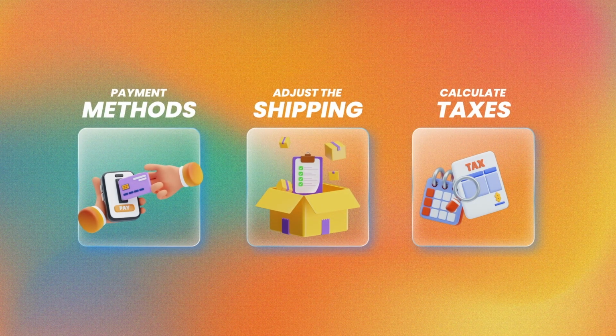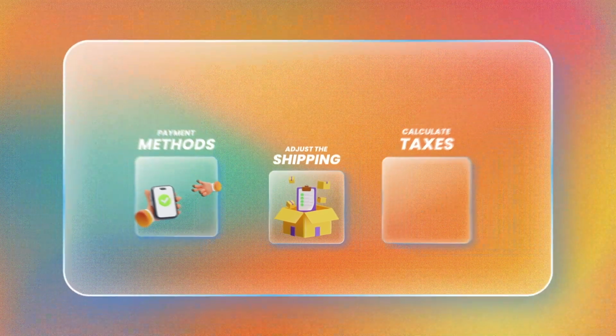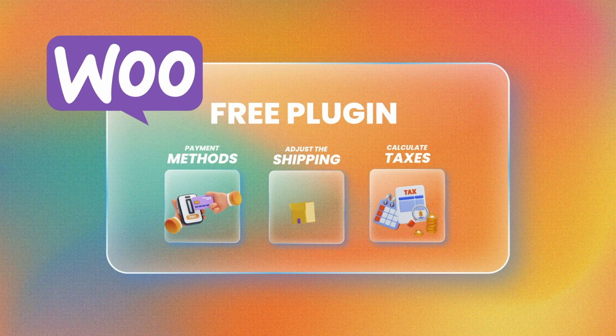In step 4, the WooCommerce Settings. We will integrate credit card payment methods, adjust the shipping, and also calculate taxes. This is all done with a free plugin called WooCommerce, and I'll walk you through how to use it step by step.